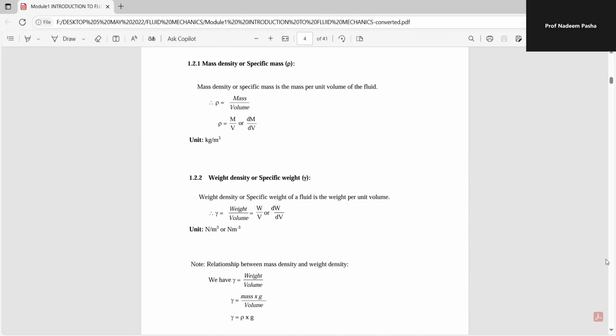So what will be the unit of weight? As we are saying, W is equal to mg, acceleration due to gravity is also taken into account. So the unit becomes Newton. And the unit for volume is meter cube. So it becomes Newton per meter cube.